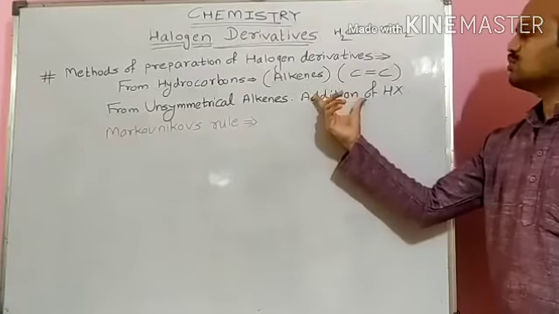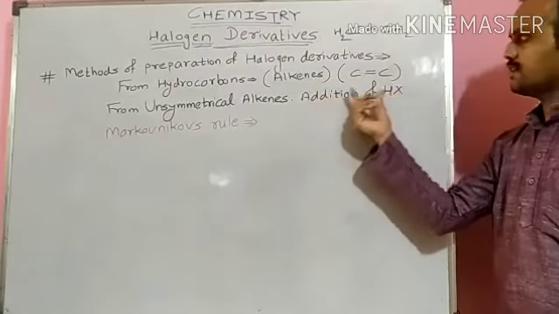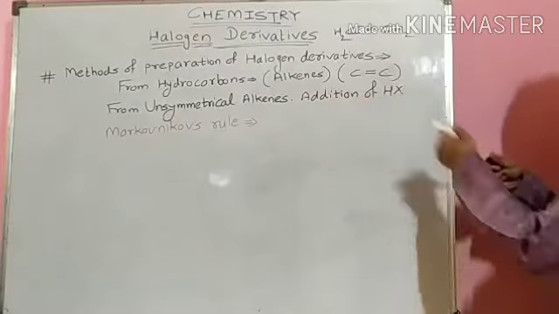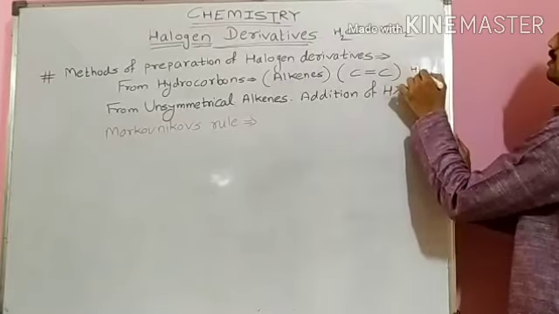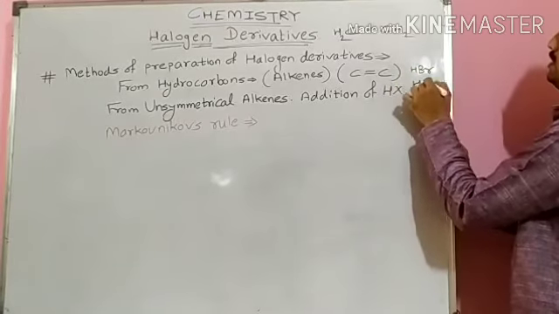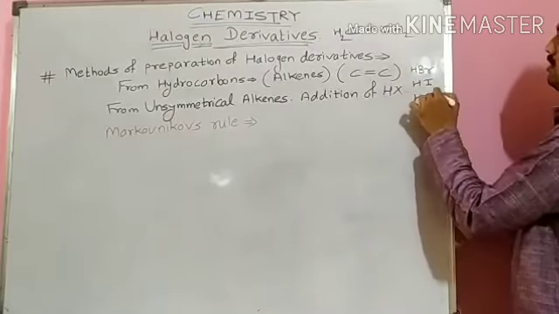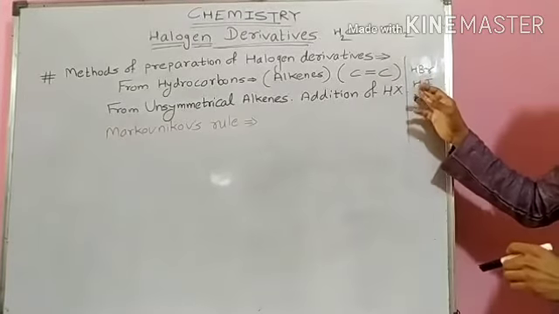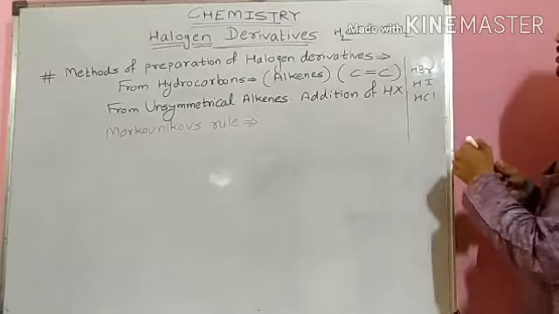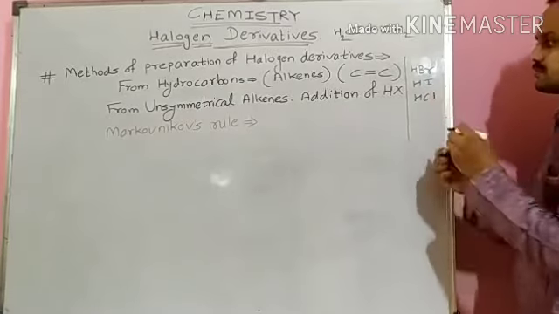In this also, addition of HX, examples are HBr, HI or HCl. We can take examples of HBr, HI or HCl for addition of HX.